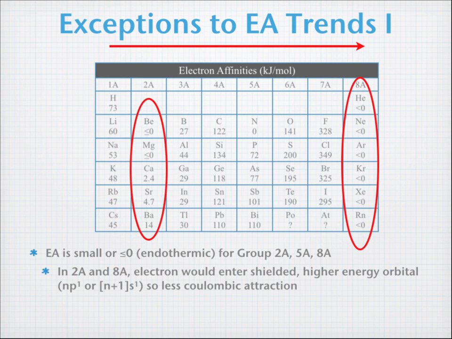Likewise, in 8A, in the noble gases, the electron is going to enter the next energy level. So neon is at 2p6, and the electron that goes in is going to have to go into the 3s orbital. That 3s orbital is much higher in energy, and so there's no advantage, no stability in putting that electron into the 3s orbital. There's lower Coulombic attraction, and the electron affinity then is 0 or even negative for all of the noble gases.